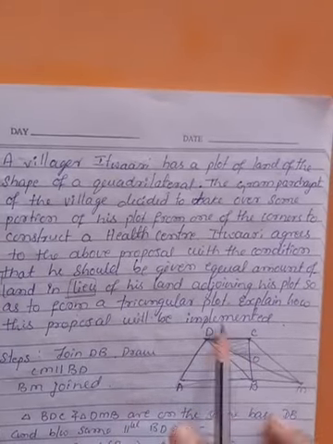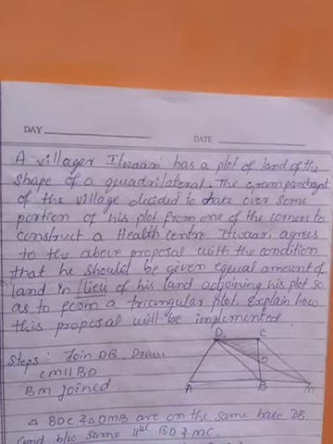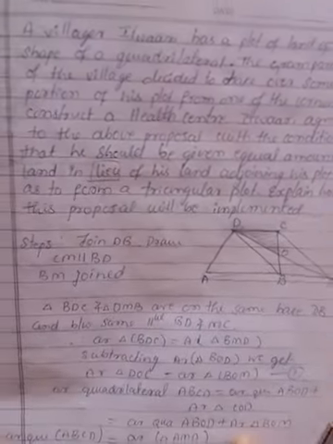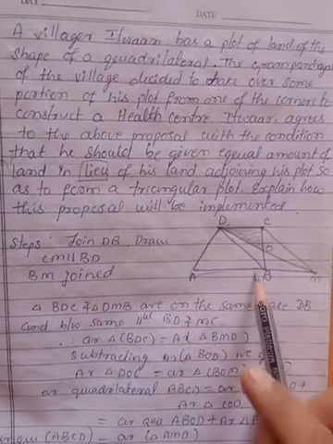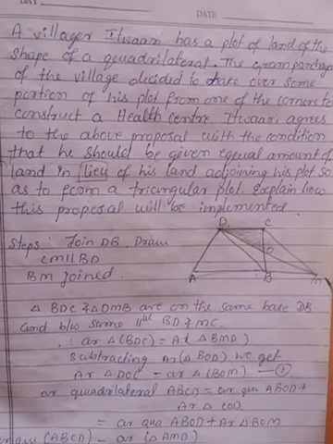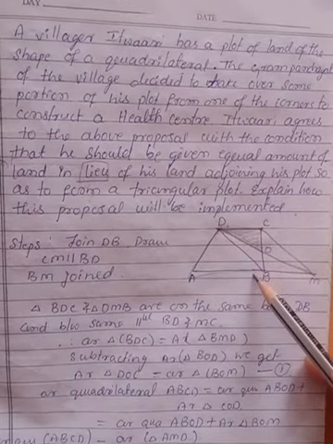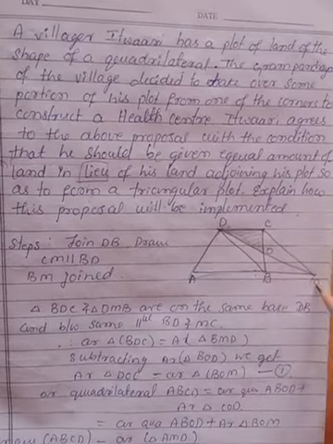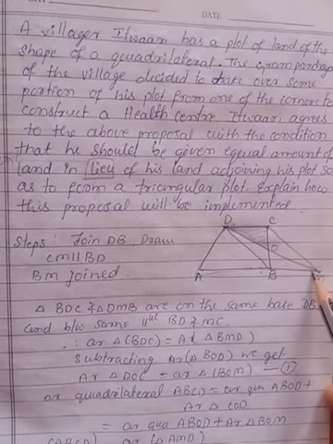Explain how this proposal will be implemented. How you will get the triangular flat, we have to check. So now let us go with the figure. Here what you have to do: join DB. Then draw CM parallel to DB, and BM is joined.